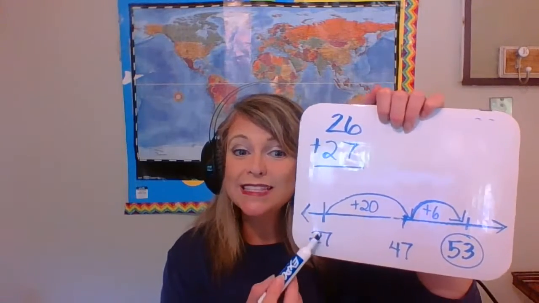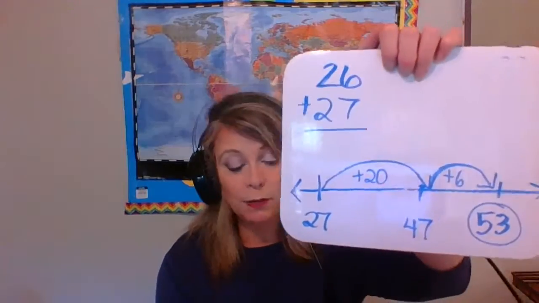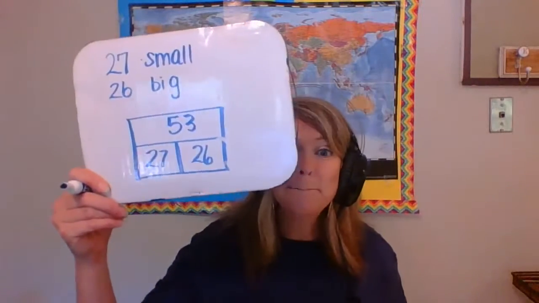53. So if I wanted to add 27 plus 26 by using the open number line, it would look like this. If I wanted to write it on the tape diagram, I could erase the question mark and put in 53. Now let's check ourselves by adding these two numbers, 26 plus 27.